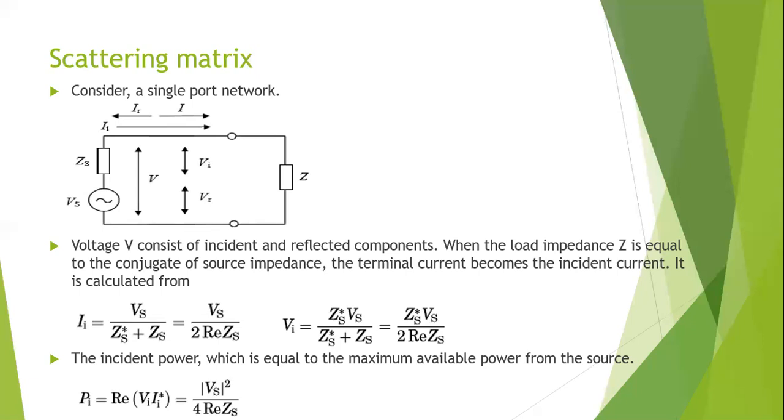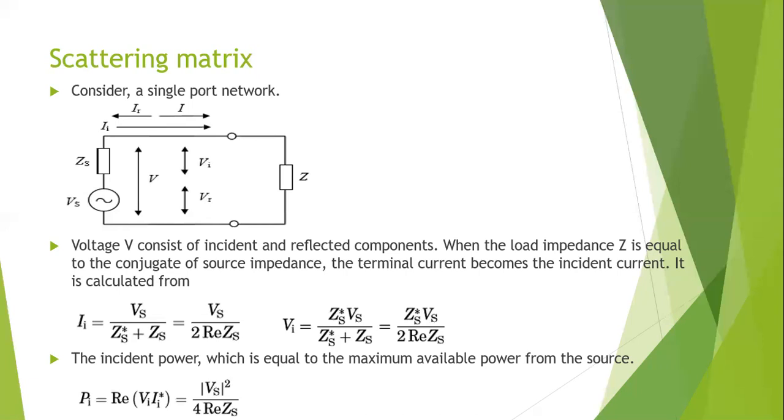In the same way, we can find the incident voltage. As we know, as per Ohm's law, V is equal to current multiplied by resistance or impedance, in this case impedance, as we are dealing with the complex terms of each and every component. So Vi is equal to Zs conjugate multiplied by Vs divided by the source impedance conjugate plus the source impedance, that is equal to the source impedance conjugate multiplied by the source voltage divided by 2 times the real part of the source impedance.